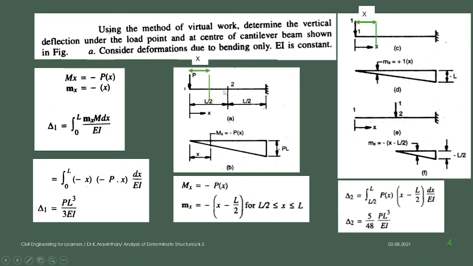Each of the sections has L by 2 distance, and we can take the whole distance as 0 to L. If you want to find the deflection at the free end, we have applied a unit load at the place where you require the deflection, and we will be substituting m. Capital M is P into x, which is written here, and small m is x.